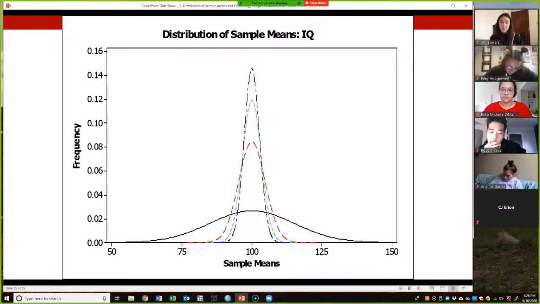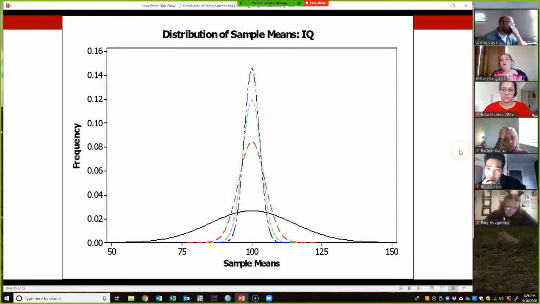Okay. Can I ask you a question? I'm sorry. Yeah, no, I just wanted to make sure. So the reason that the blue has less variability is because it's tighter to the mean? What we know is the mean.